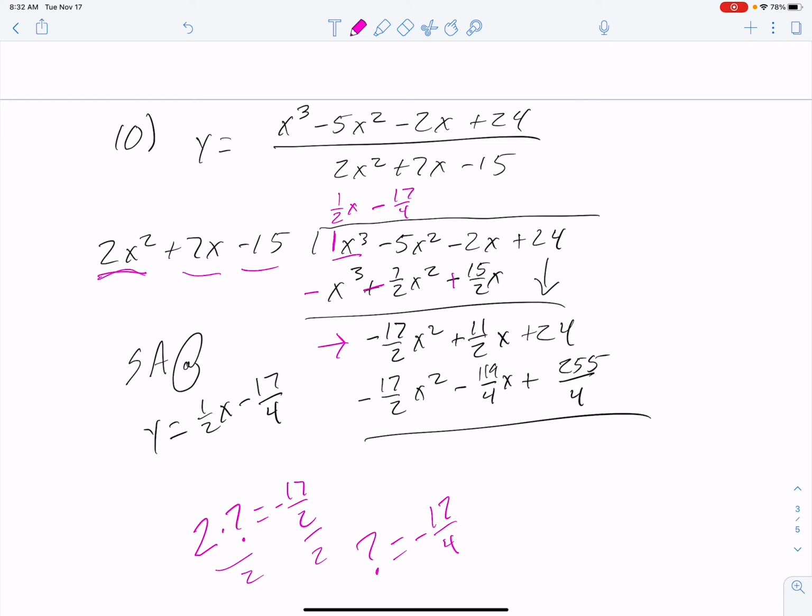I distribute my negative 17/4 to 2x squared plus 7x minus 15. I change all my signs. And again, as long as it's 0, whatever these remaining values are don't really matter to me. And I now have my slant asymptote at y equals 1/2 x minus 17/4.